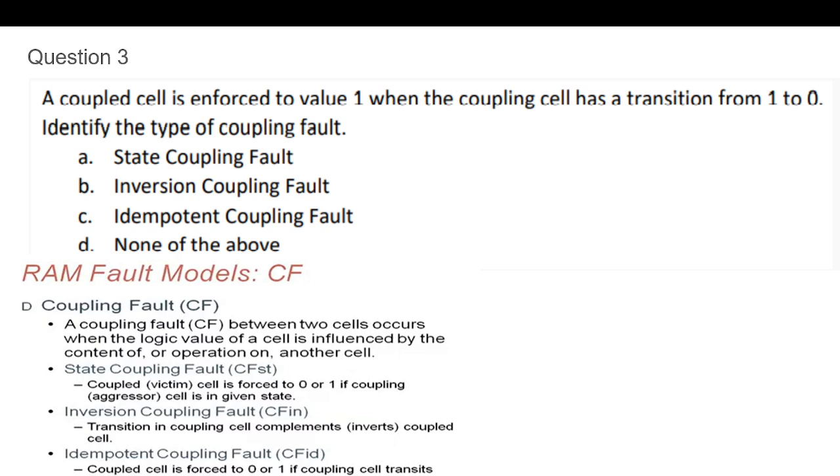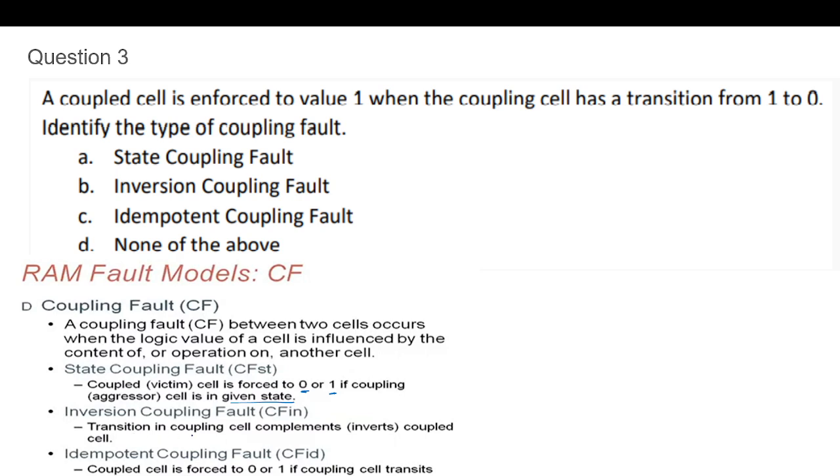So next question. A coupled cell is forced to value 1 when the coupling cell has a transition from 1 to 0. Identify the type of coupling. If we have a state coupling fault, the coupled victim cell is forced to either 0 or 1 if the coupling aggressor cell is in a given state.